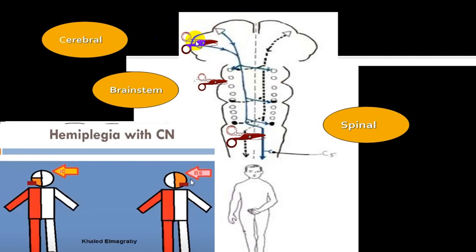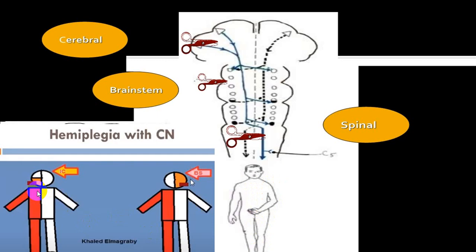If it is MCA, sorry, MCA, it is face and arm. ACA is lower limb. While in a brainstem, it will be a contralateral hemiplegia to the side of the damage, with lower motor neuron cranial nerve palsy and opposite side hemiplegia. While in case of a spinal lesion, on the same side of the damage, if it is above C5, then you will have upper limb and lower limb involved with a definite sensory level.